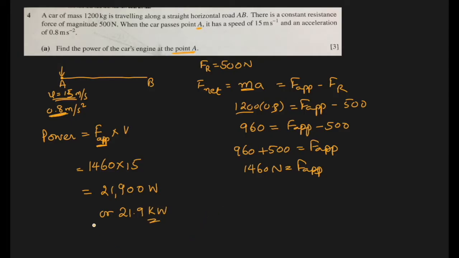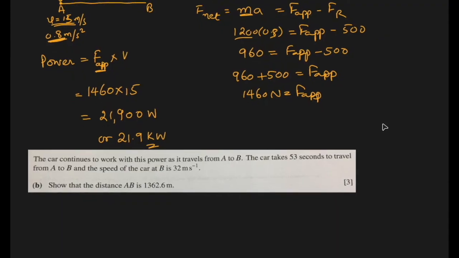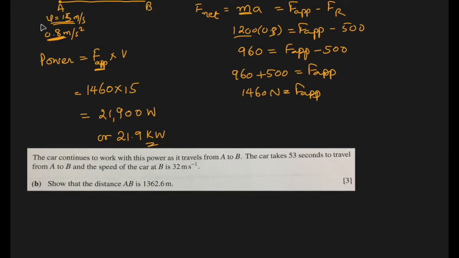Okay, what about B part? B part says the car continues to work with this power even after that. So if this power remains the same, applied force and velocity will change, because the velocity will increase, and they have written here the speed of the car at B is 32. So speed here is 32. That means speed is increasing, but the power is remaining same. That means force applied is reducing because velocity is going up. Okay, this is how we interpret the situation.